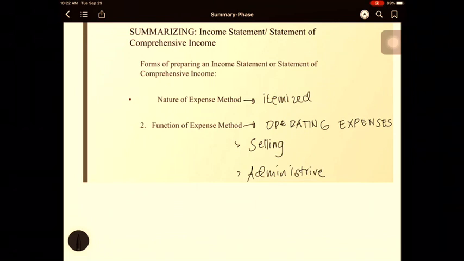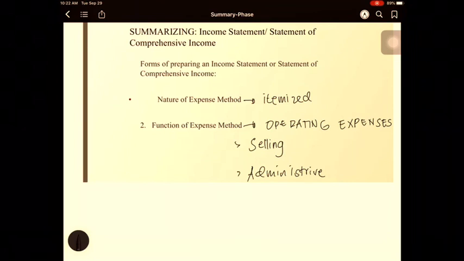If the expenses are itemized, then we are applying the nature of expense method. But if the expenses are further classified either into selling or administrative expenses, then we are really applying the function of expense method. Well, in practice, the nature of expense method is usually used by a service type of business, where they just simply itemize the expenses incurred.